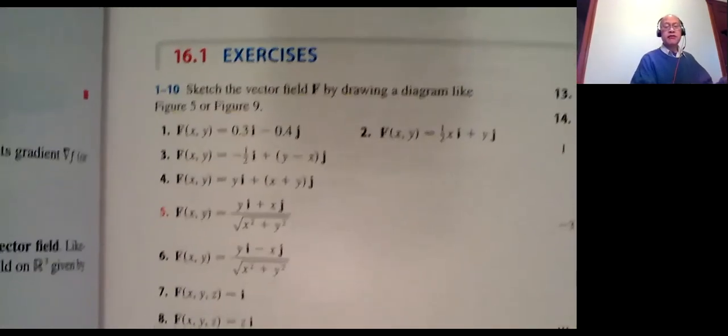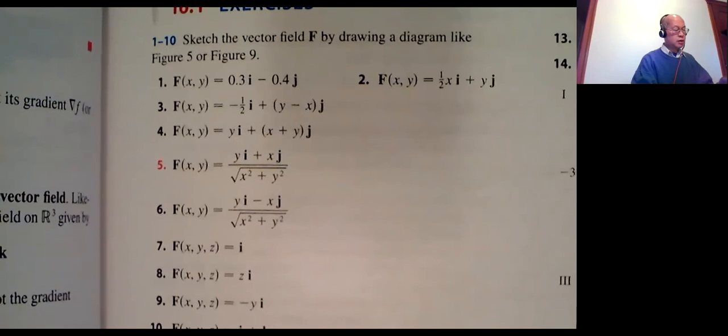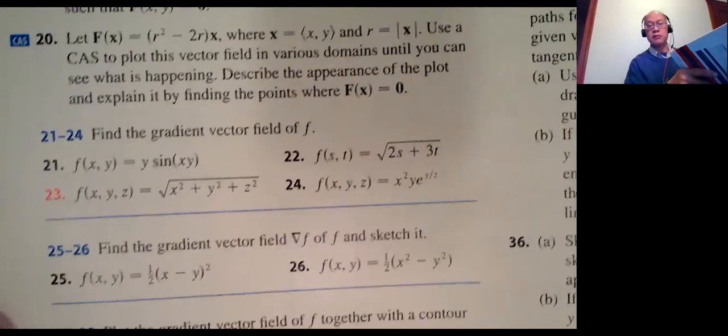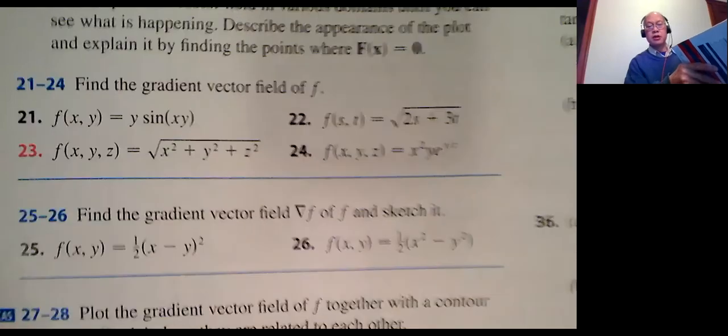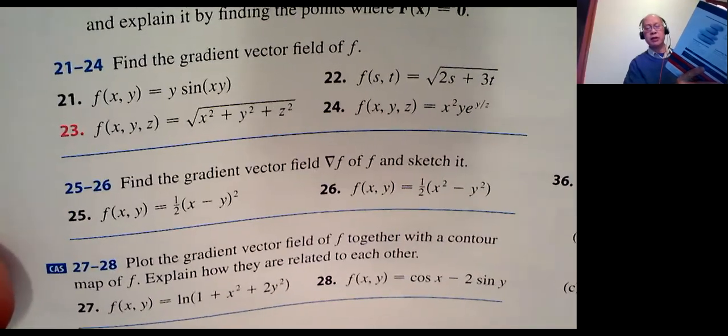Okay, so page 1073, for those of you who don't have the book and aren't getting it, sketch the vector field. Okay, so you have to sketch some of them. Okay, that's 1 through 9. And then at the end, we had gradient vector fields, right? 21 to 27. And for 27, I don't have you plot it. You don't have to plot it. CAS stands for computer algebra system, I think. I want you to plot it, but you don't have to plot it.